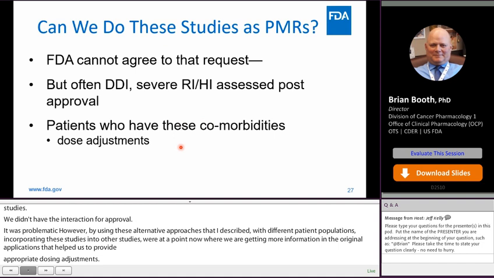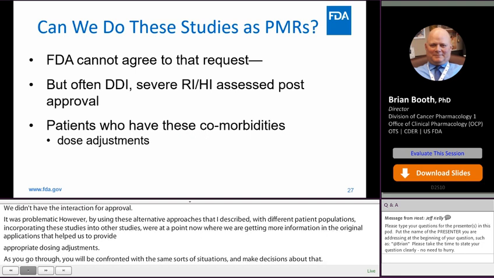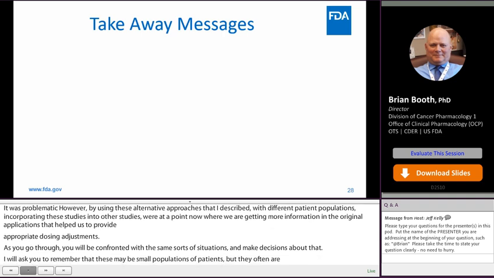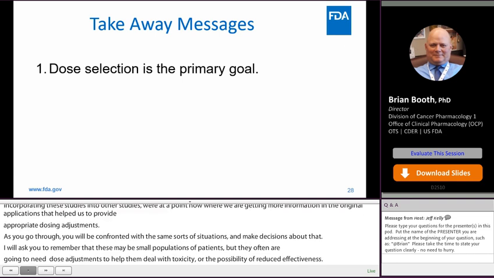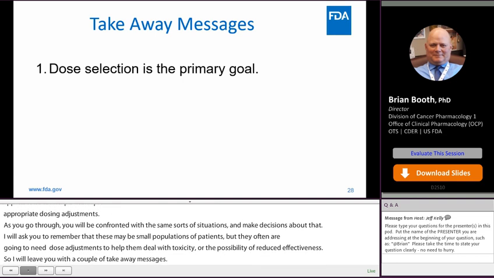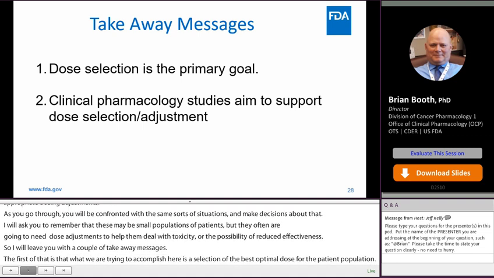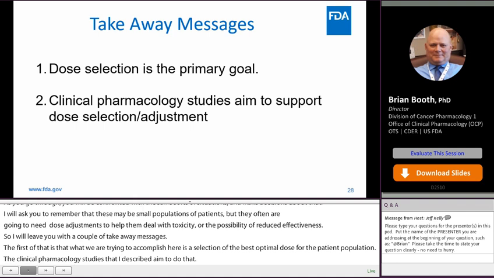I do want to ask you to remember that these may be small populations of patients, but they often are going to need dose adjustments to help them deal with toxicity or the possibility of a reduced effectiveness. So I'm going to leave you with a couple of takeaway messages. The first is that what we're trying to accomplish here is the selection of the optimal dose for the patient population. The clinical pharmacology studies that I've described aim to do that, not only selection of the optimal dose, but also to come up with the dose adjustments for patients who have particular situations that need to be addressed.